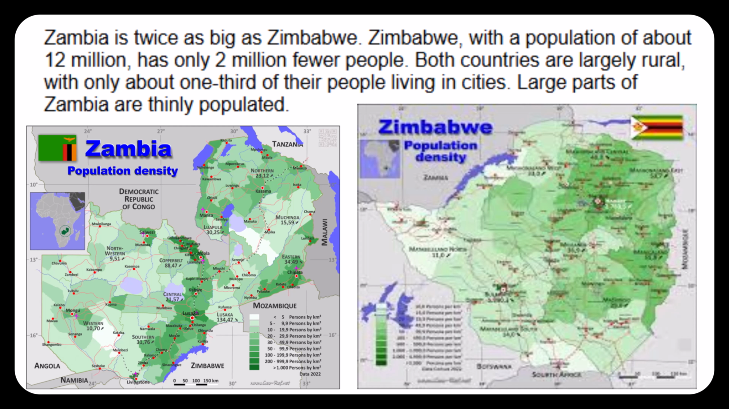Zambia is twice as big as Zimbabwe. Zimbabwe, with a population of about 12 million, has only 2 million fewer people. Both countries are largely rural, with only about 1/3 of their people living in cities. Large parts of Zambia are thinly populated. Question 9. In Zambia and Zimbabwe, where do most people live? Most people live in the country. They live in the rural areas.